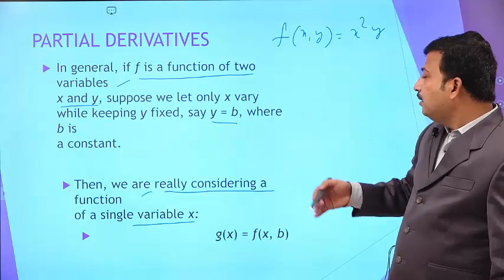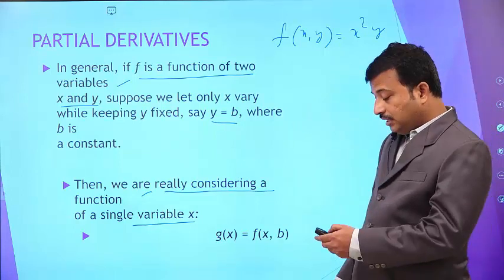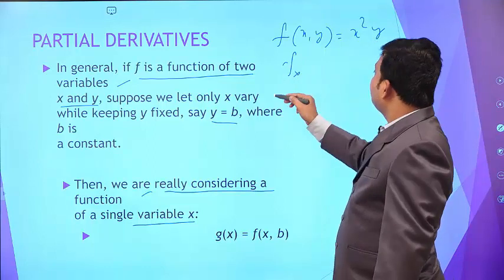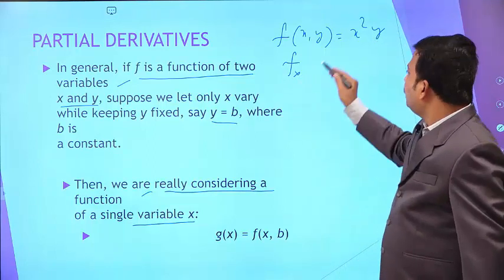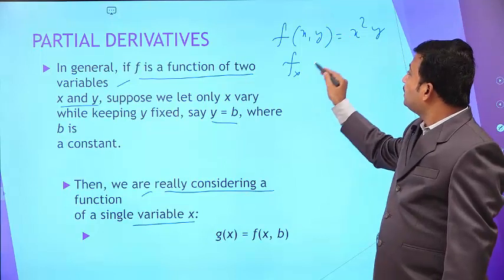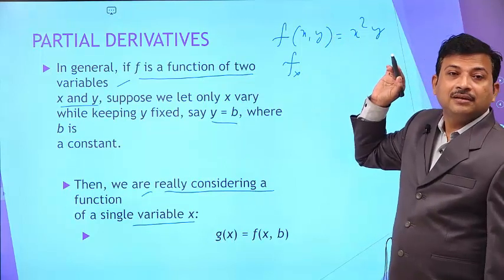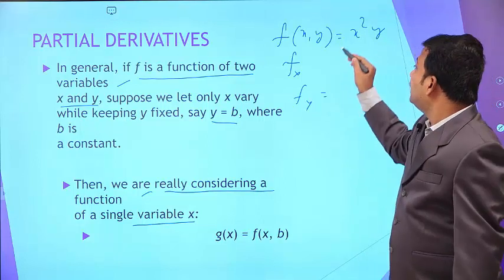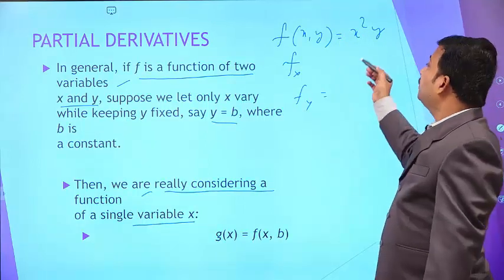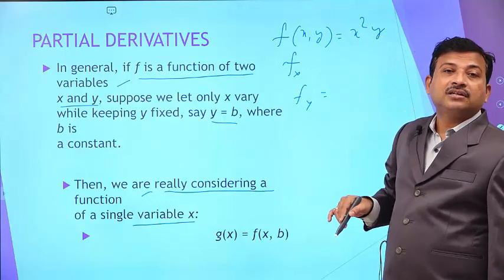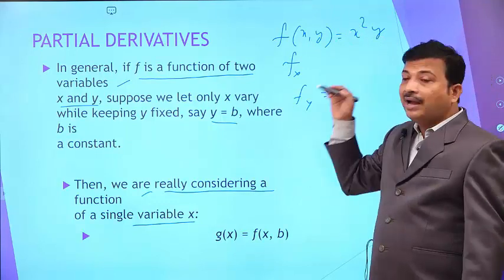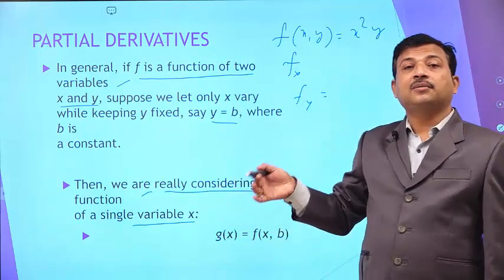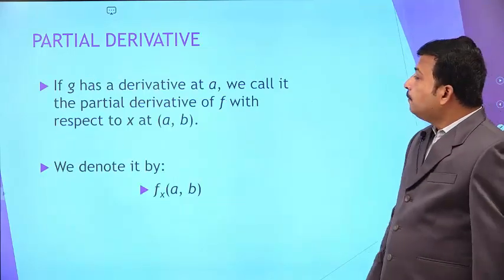And that notation I will tell you. If it is fx, then you are differentiating f with respect to x by keeping y constant. And if you write fy, then we are differentiating f with respect to y by keeping x constant. So we make one or the other variable a constant and differentiate with respect to the other variable. That is the way you need to do it.